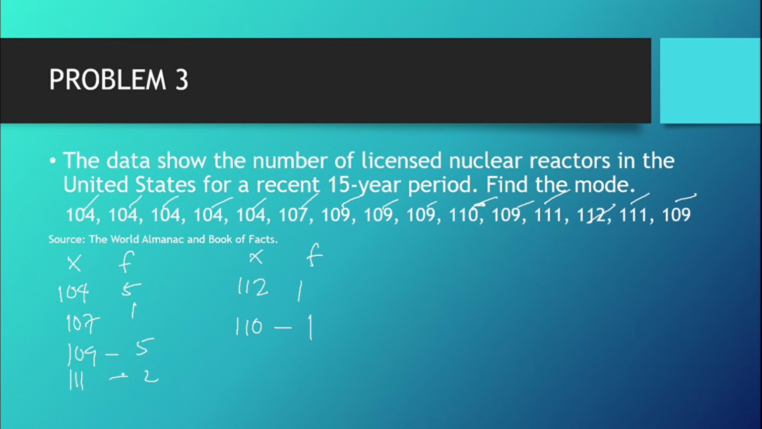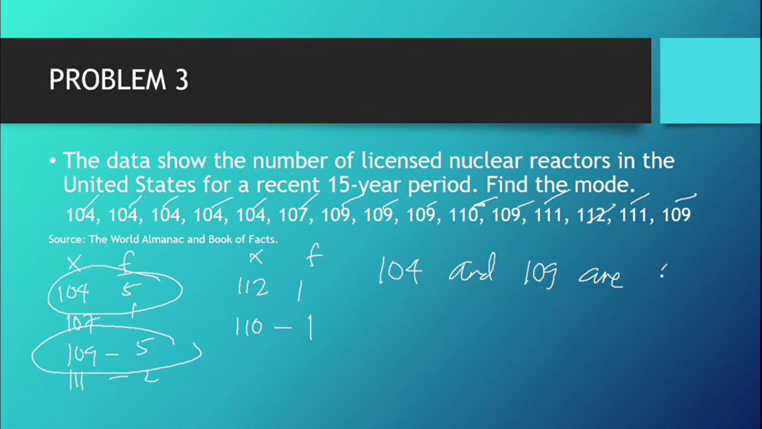So we could say that the highest frequency is 105 and 104. So the modes are 104 and 109 and said to be bimodal. So 104 and 109 are the modes, and this is bimodal. The last problem is no mode, and this one is bimodal.